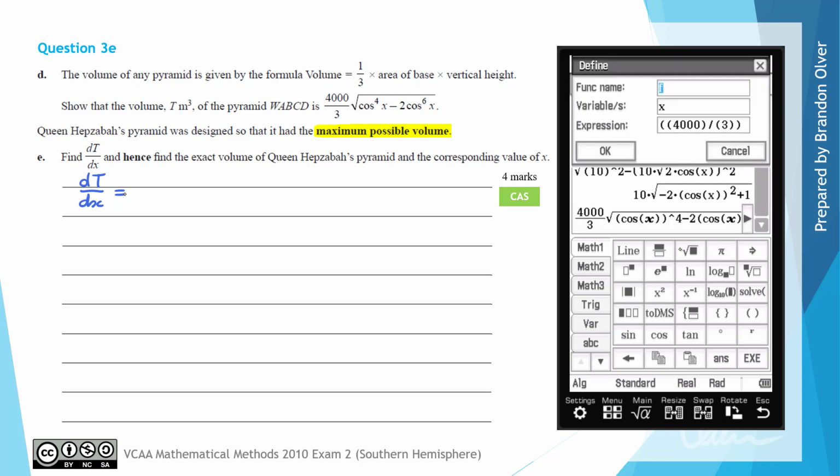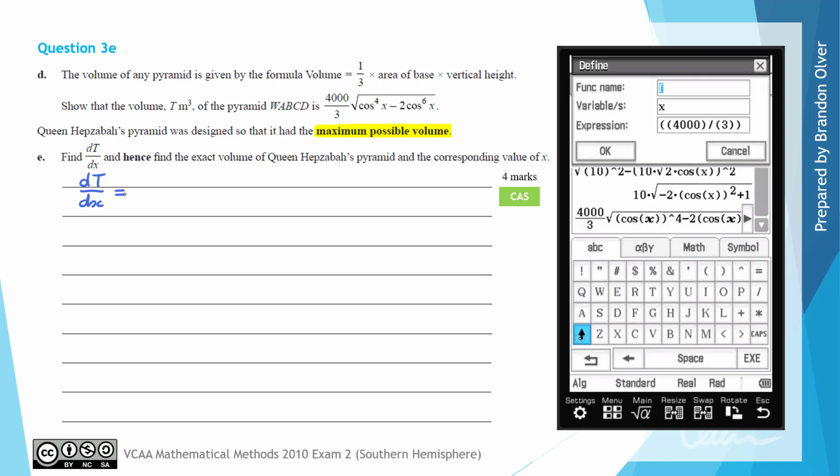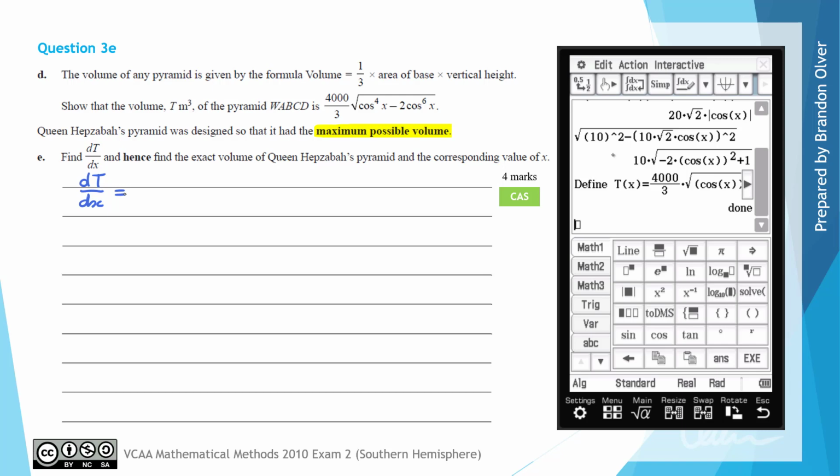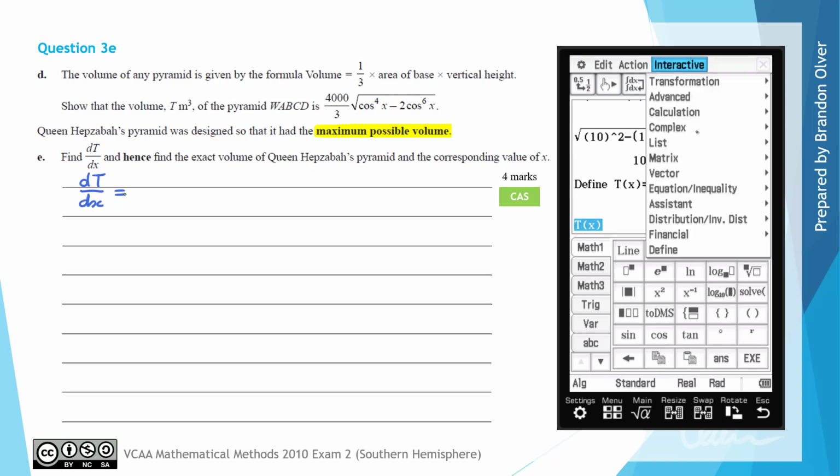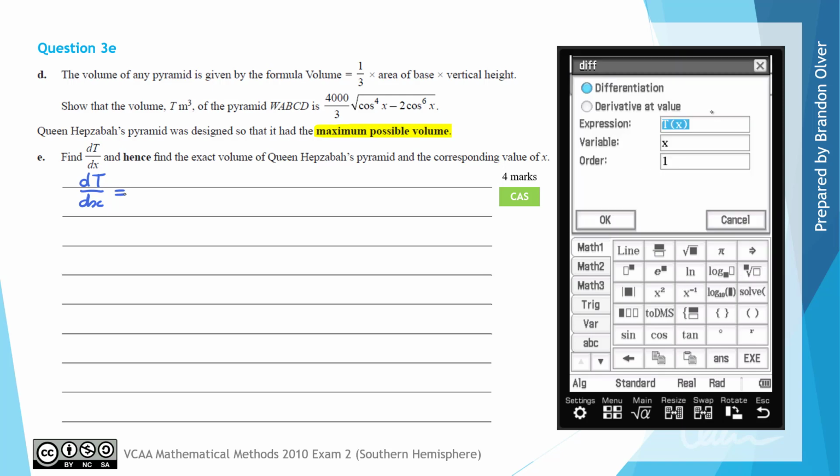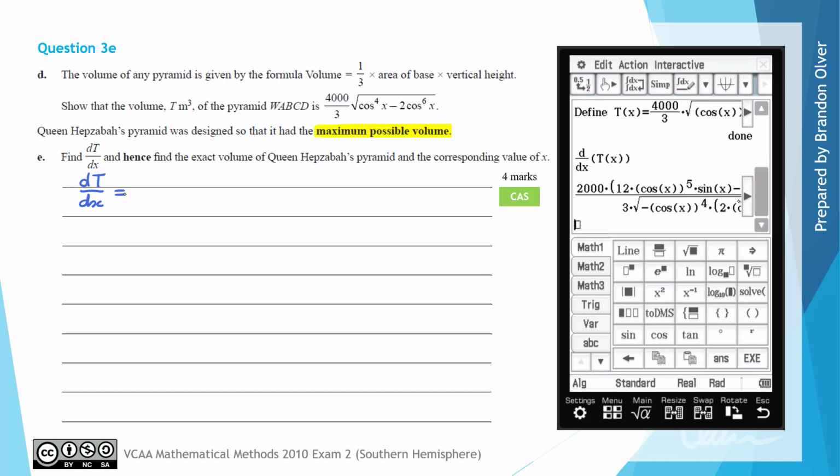So interactive define, and the function name, I am going to replace the f using ABC, and I'm going to put capital T in there because that's what the exam gives, is t of x. And hitting OK, we've now defined that rule. So t of x, we can now drag that down and differentiate it. So I'm going to highlight t of x and go interactive calculation diff, and hitting OK will calculate the derivative.